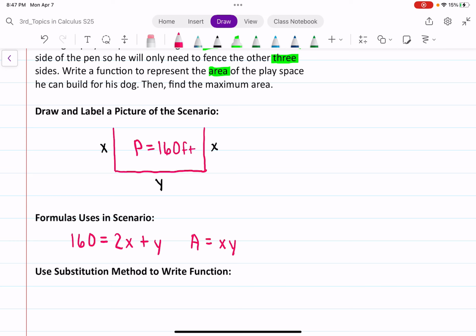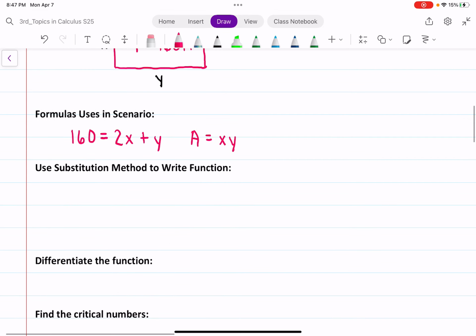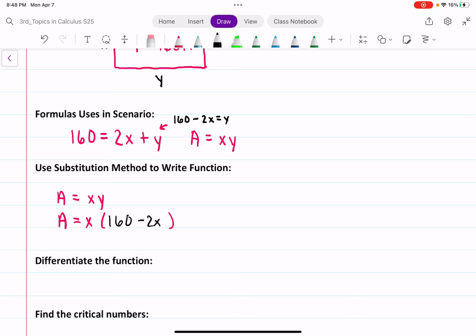All right, so it says use the substitution method to write the function. Since we know we want a max area, that means we want our function in terms of A of X, okay? So the way that we do that is we'll first take the area formula, X times Y. And then we need to use the substitution method so we can get Y by itself there. If I get Y by itself, that's just subtracting over the 2X. So that would be 160 minus 2X equals Y. So then that's what I can substitute in for my Y, right? And then if I write that in function notation and put it in standard form, that would be A of X equals, if I distribute that X, 160X minus 2X squared, right?